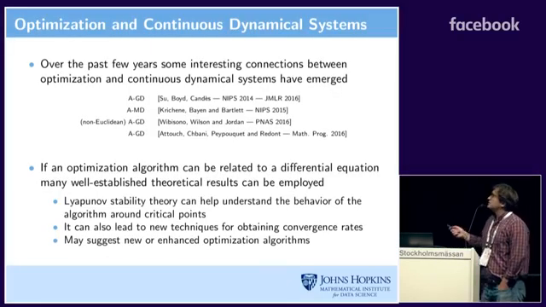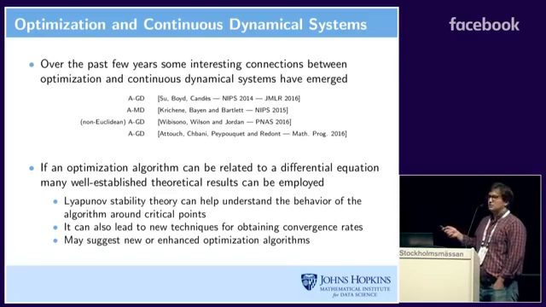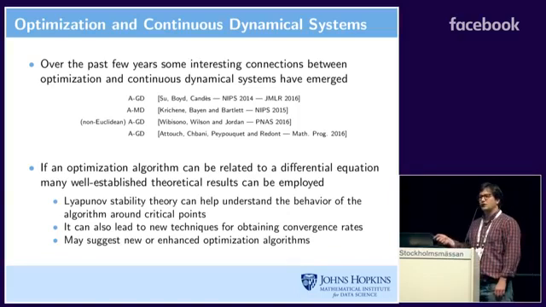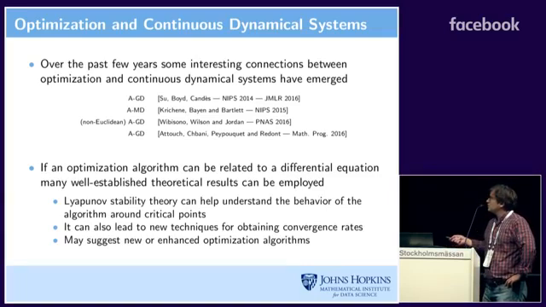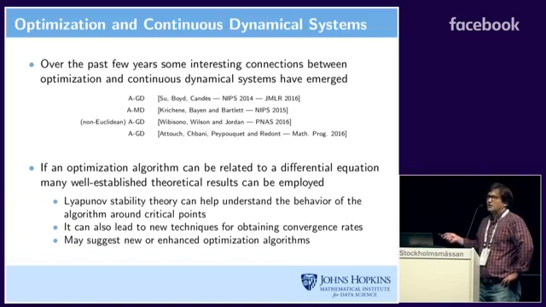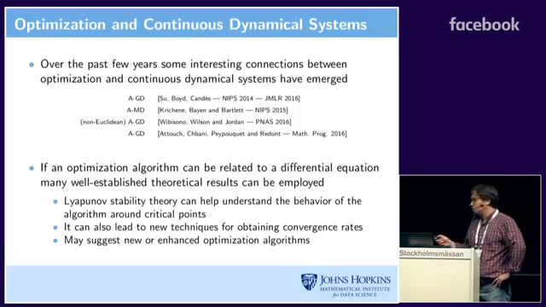Over the past few years, a lot of interesting connections between optimization and continuous dynamical systems started to emerge. And if you can relate an optimization algorithm to a differential equation, then a number of well-established results from the theory of differential equations and dynamical systems can be immediately applied. For instance, you can use Lyapunov's theory of stability to understand the behavior of the algorithm around critical points. You can also potentially use this to propose new techniques to obtain convergence rates. And these connections may also suggest new algorithms or improvements in existing ones.